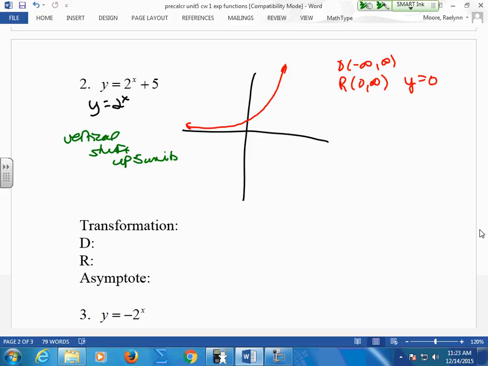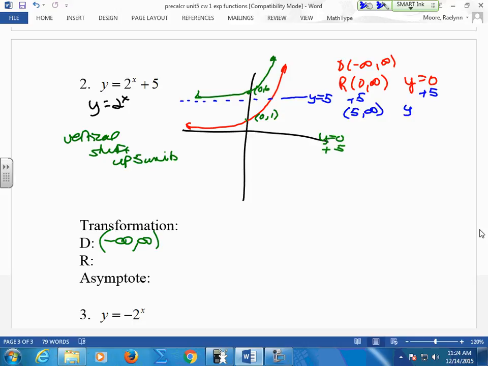Now vertical will change your range. Will your domain be affected? No. Still all real numbers. But the vertical shift, let's take this point 0, 1 and add 5. I'm going to go to 0, 6. Let's take this y equals 0 and add 5. Where's my asymptote now going to go to? y equals 5. And add 5 to your range the same way. My range is going to say 5 to infinity.